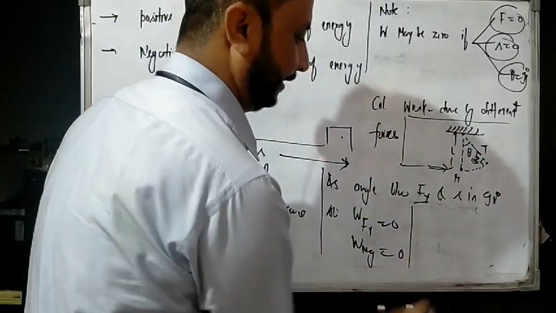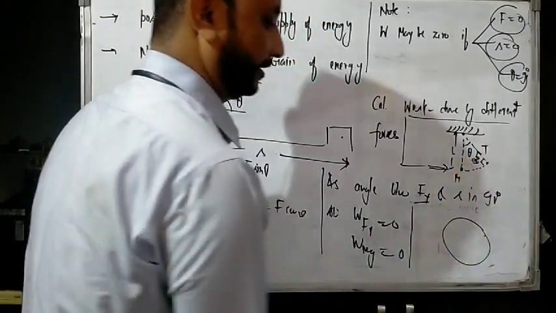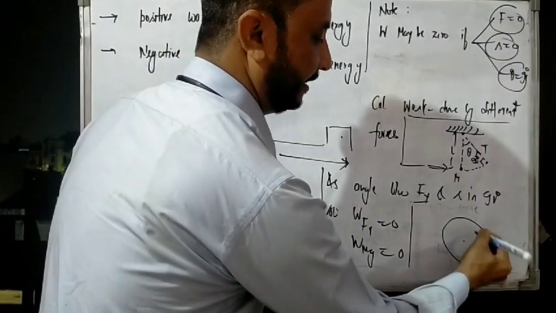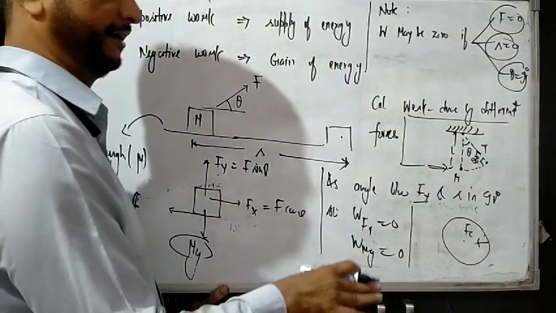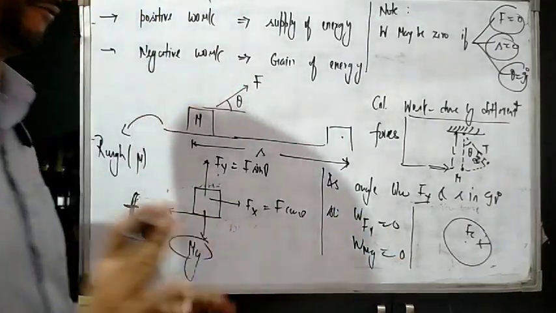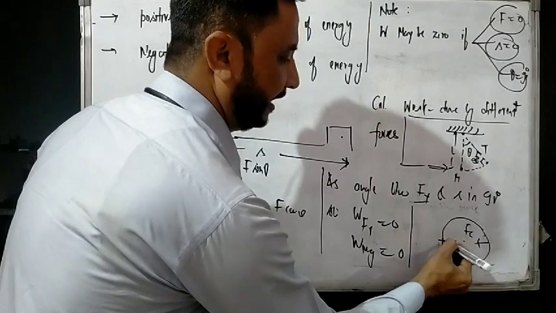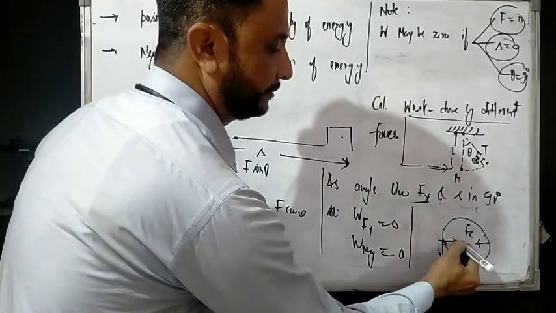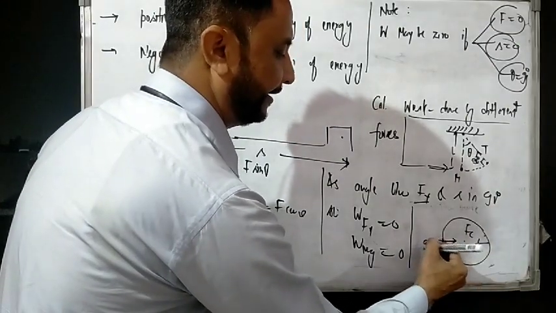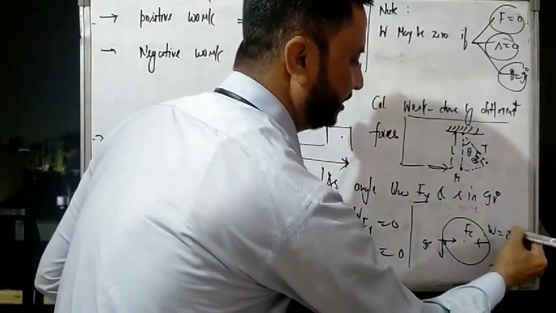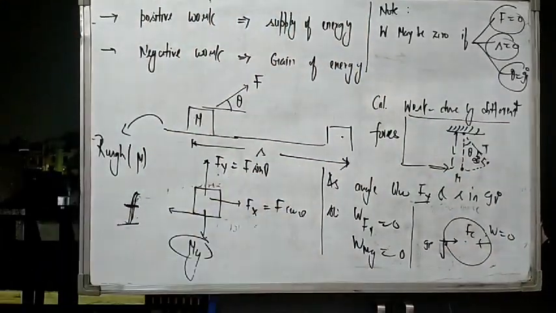Another example you can take. Suppose a body is revolving on a circular track, and this is the centripetal force. I am not going into great detail here, but for simplicity, at any point you can draw this figure, and at every point the displacement and the force are at a 90 degree angle, so W is 0. It is just an example of the work done.